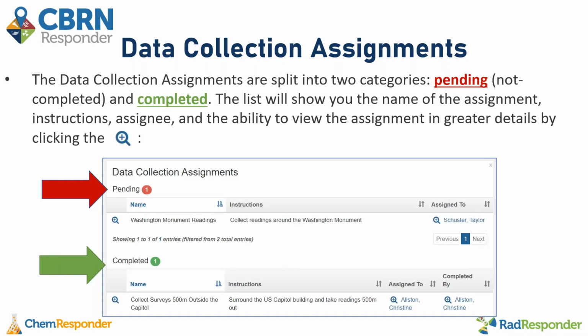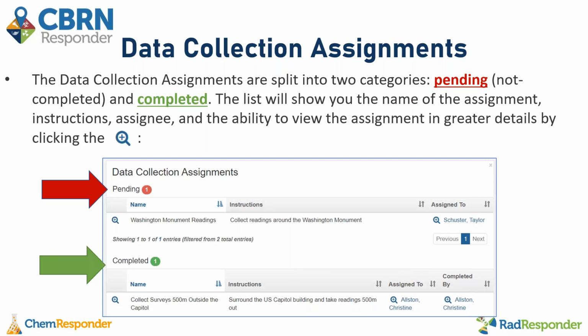The assignments tile is split into two categories: pending, meaning the assignment has been sent out but has not been completed, and completed. And so the list will show you the name of the assignment, instructions, the assignee, if it was completed, who completed it, and the ability to view the assignment in greater detail by clicking the blue magnifying glass. And from here, you can view the greater details as well as send out a reminder to someone who hasn't completed an assignment.